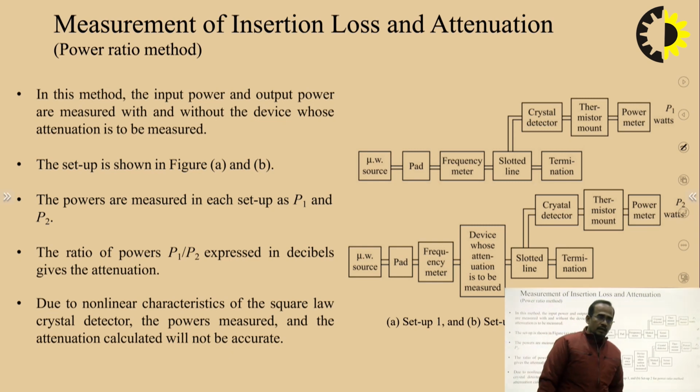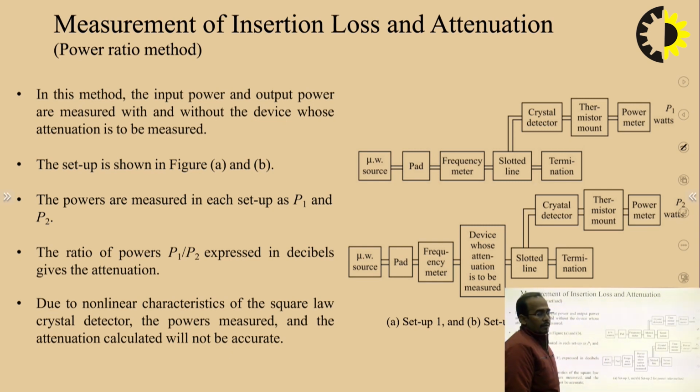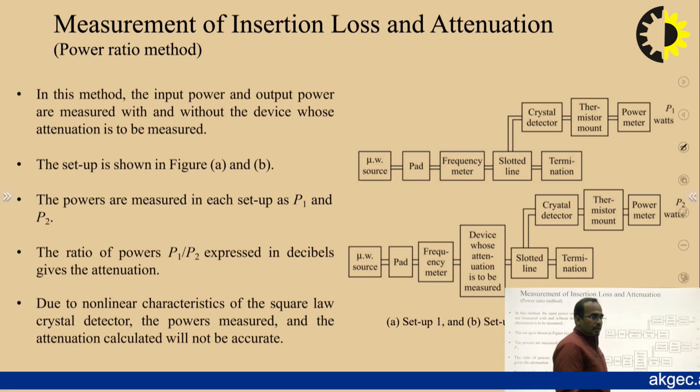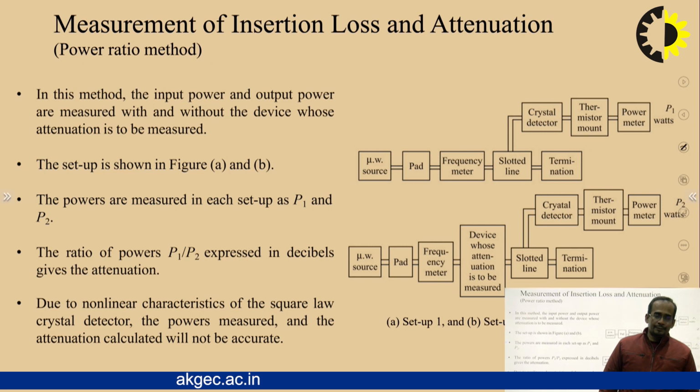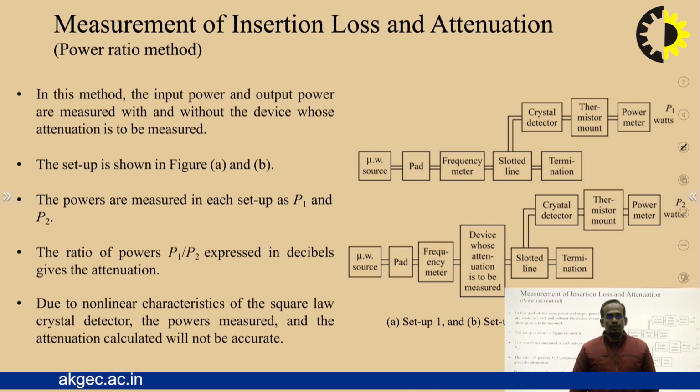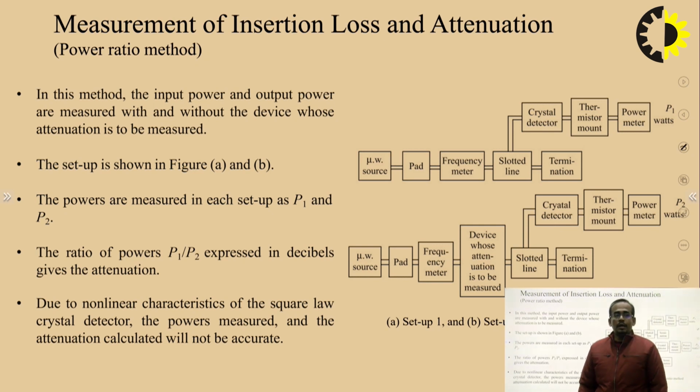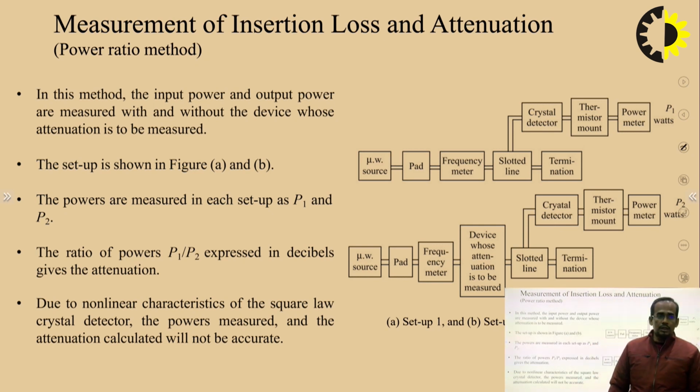So in this method the powers, that is P1 and P2, are measured by using these two setups. After that we can calculate the ratio of powers, which will be expressed in decibels, and which will be the value of attenuation. Due to the nonlinear characteristic of the square law crystal detector, the powers measured and the attenuation calculated will not be accurate.